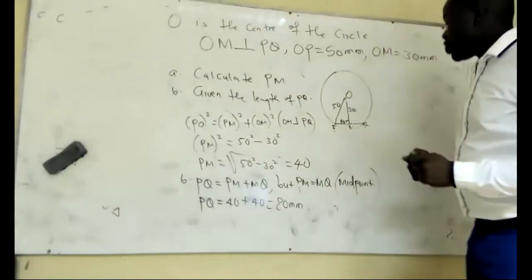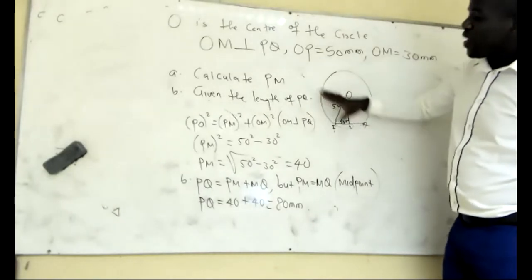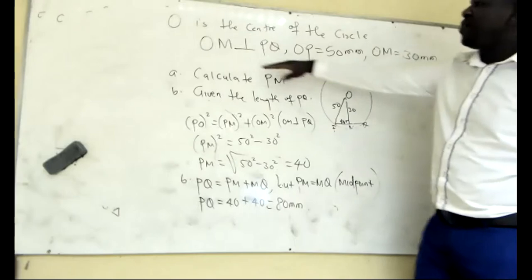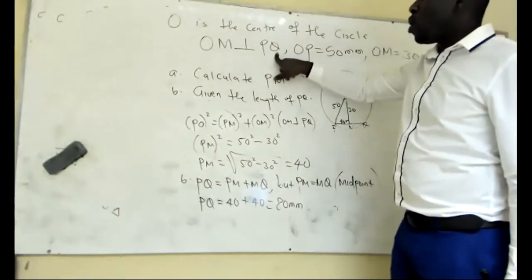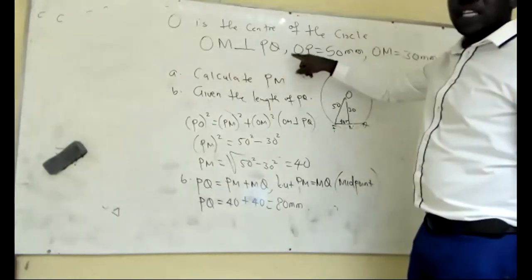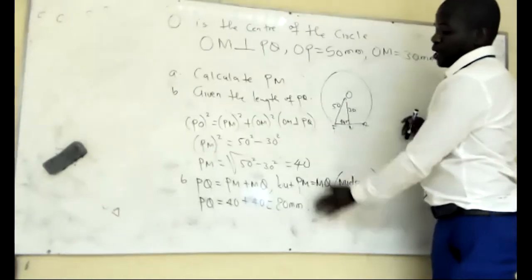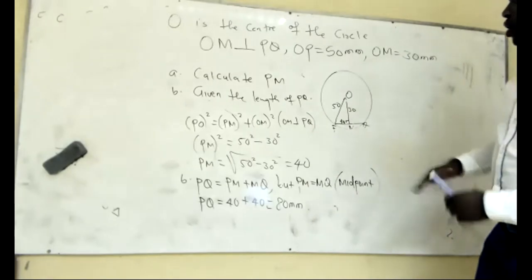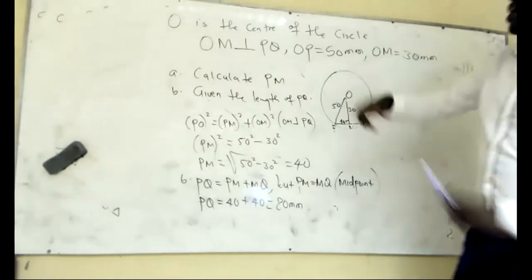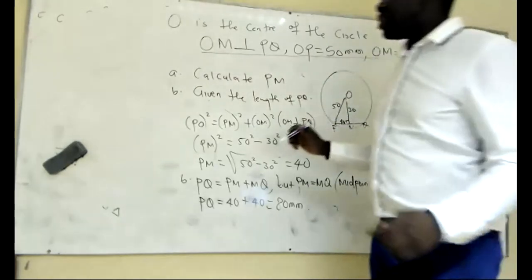So what did we do here? We implemented the midpoint theorem, and you must take note of the fact that we can only do that if we are given the information up there that OM is perpendicular to PQ. Otherwise, if this information is not given, don't take any risk of applying the Pythagoras theorem and also applying the midpoint theorem. You are not going to get to the correct answer. So you will need to have the information we are given here.